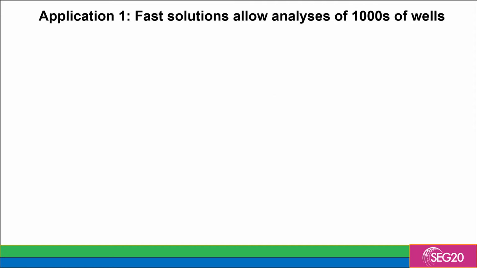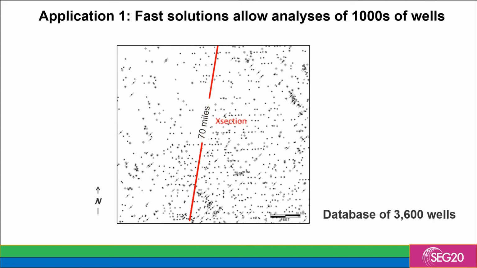If we overcome the limitations that make multimineral analysis a time-consuming application, we could apply it to large data sets to better understand the relations between local and regional geologic trends. Let me show you an example. Here's a map of well locations from a basin scale database of 3,600 wells in an unconventional play, where we analyzed all wells for mineral composition. We will take a close look at the results along the 70 miles cross-section.